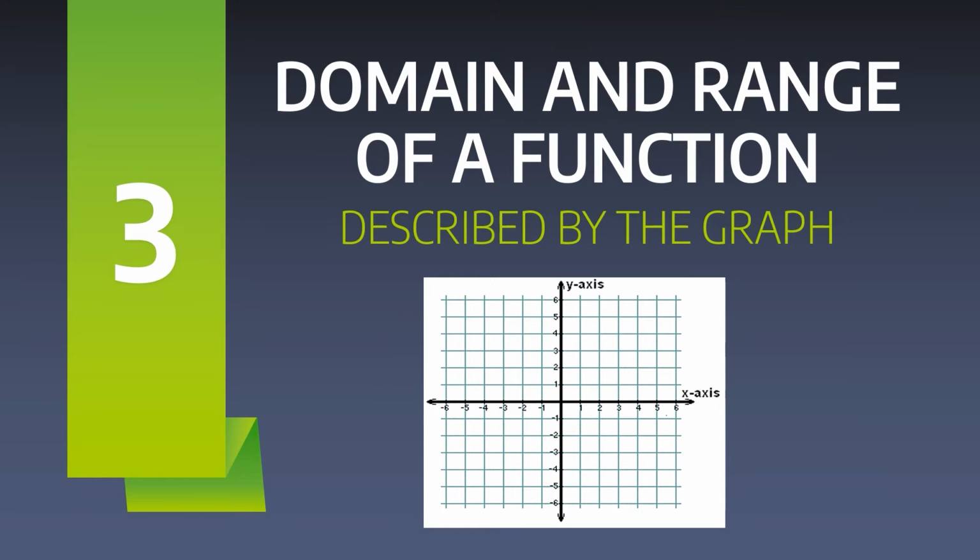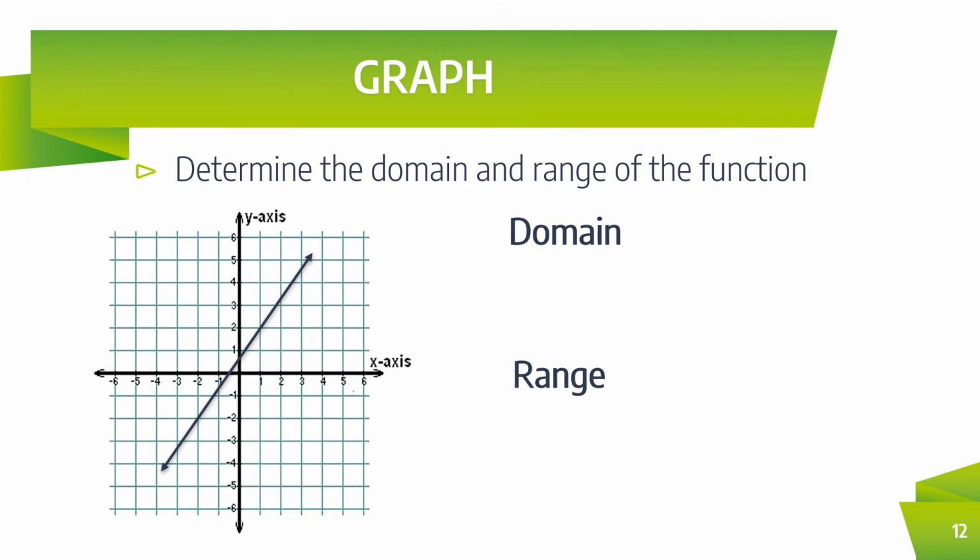Domain and range of a function described by the graph. To find the domain and range of a function described by the graph, look in the x direction, from left to right, or horizontally, that is the domain. And for the range, we have to look for the y direction or the vertical position, upward and downward. Then, look for the beginning and its ending. Let us identify the domain and range of this given graph.